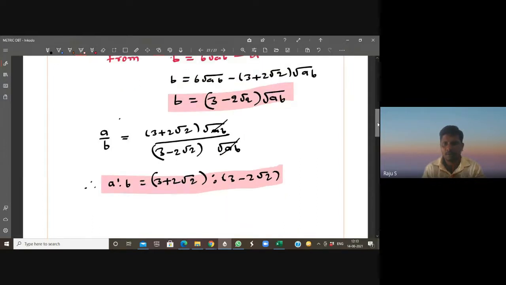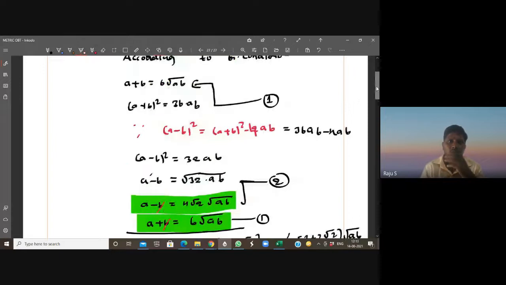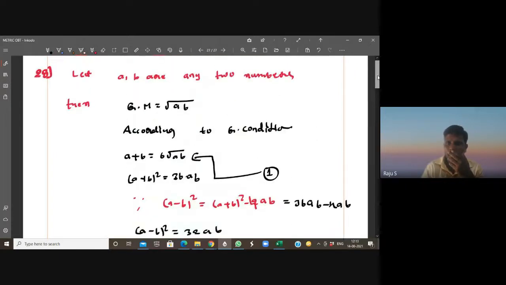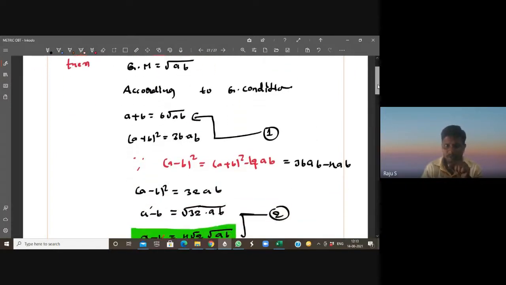Clear, students? We proved. Any doubts here? So I consider A, B are any two numbers. I have taken the geometric mean according to the given condition.